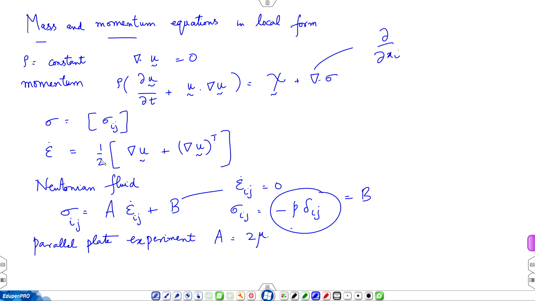So, we have sigma i j equal to minus p delta i j. What is this delta? This is Kronecker delta, which is equal to 1 if i is equal to j, equal to 0 if i not equal to j.